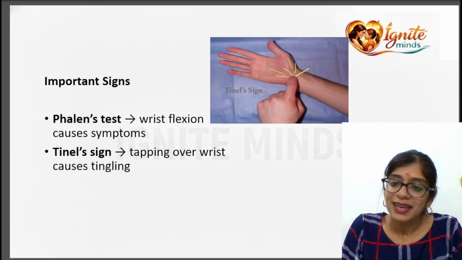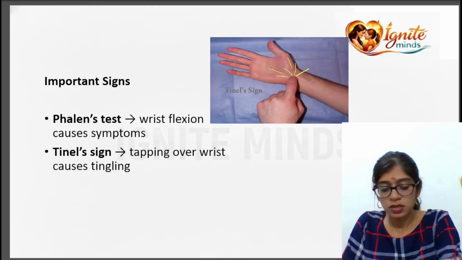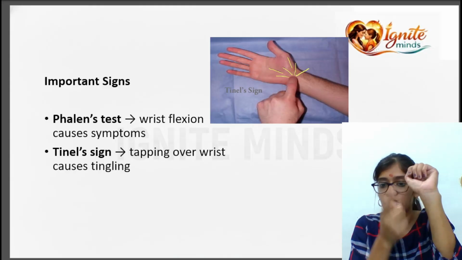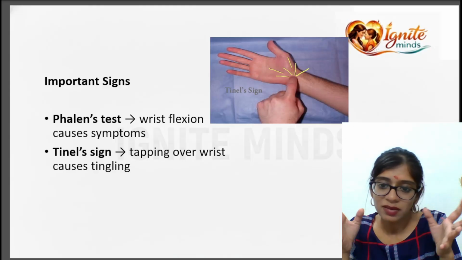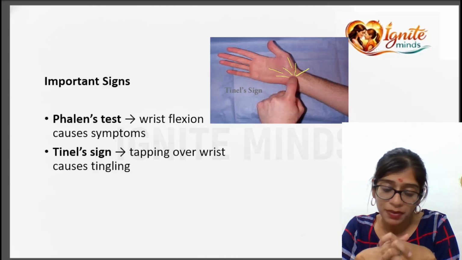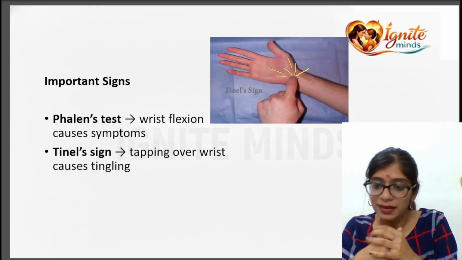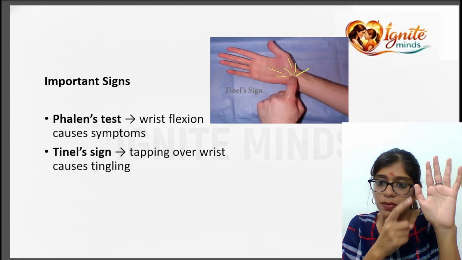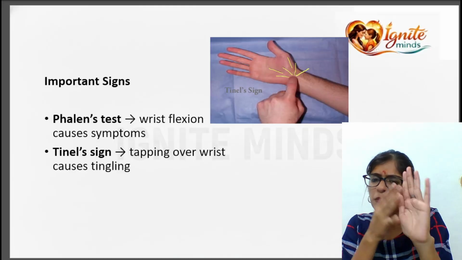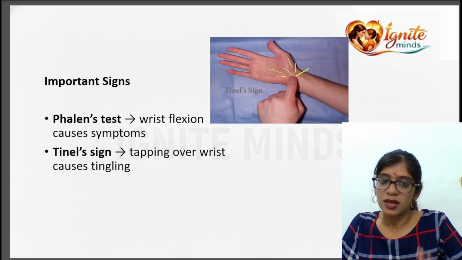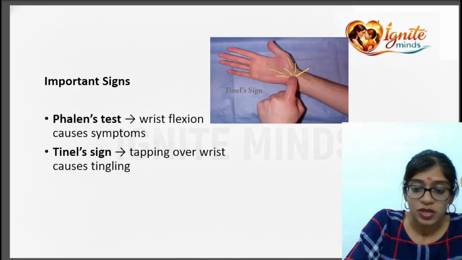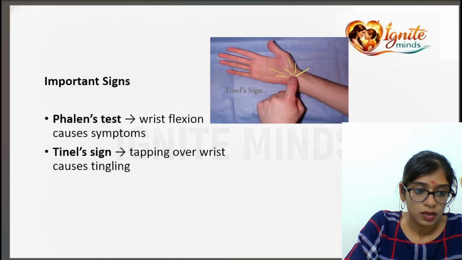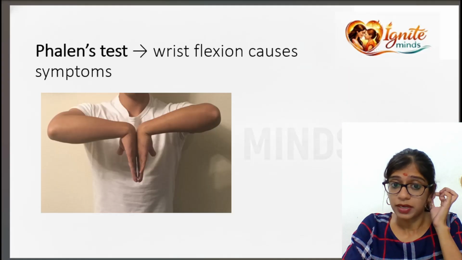Understood? What is tunnel sign? Tunnel sign is when you tap along the distribution of the affected nerve. We keep tapping over this area. When we do that, see, the nerve is already compressed. So when you are tapping that area, it sends altered signals to the parts that it supplies, and the patient is going to say, doctor, I'm feeling numbness, pain over this area. Okay, that is tunnel sign. Alright, so these two signs are important. This is Fallon's test, important for your NEET PG, FMG.